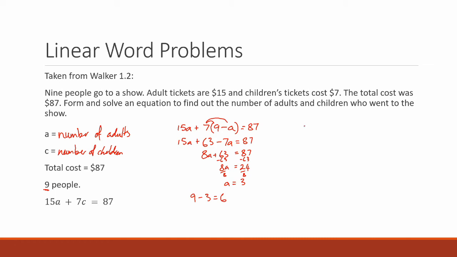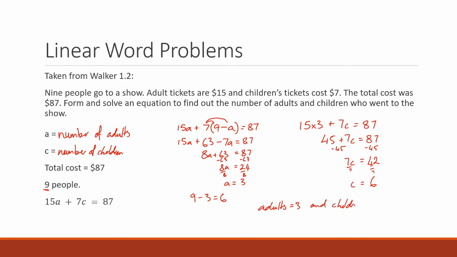If we take our original equation again, we have 15A, which is 3, plus 7C equals 87. So 15 times 3 is 45, plus 7C equals 87. Now, if I take away 45 from both sides, I'm left with 7C equals 42. Now we can divide both of those by 7, and C is equal to 6. So we were right. You would just write adults equals 3, and children equals 6.